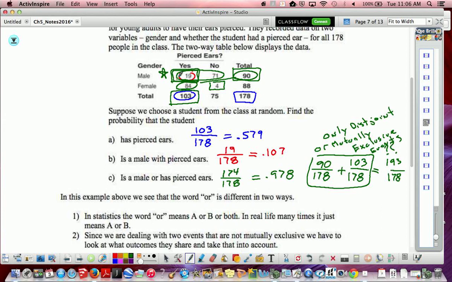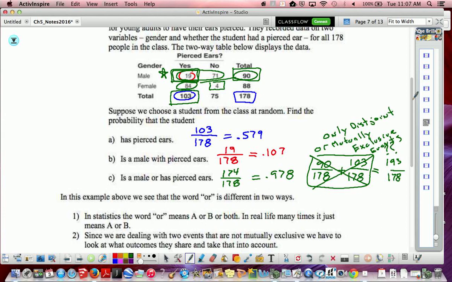So this is where you need to be careful when dealing with two different events. You need to look at it and say, all right, is it mutually exclusive or not? Because if it's mutually exclusive, this would actually work. But we can't do this because they're not mutually exclusive.